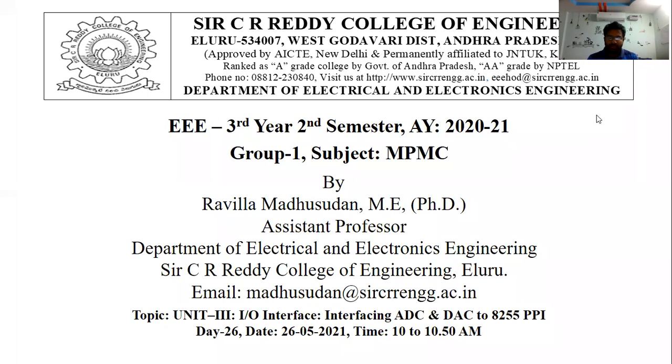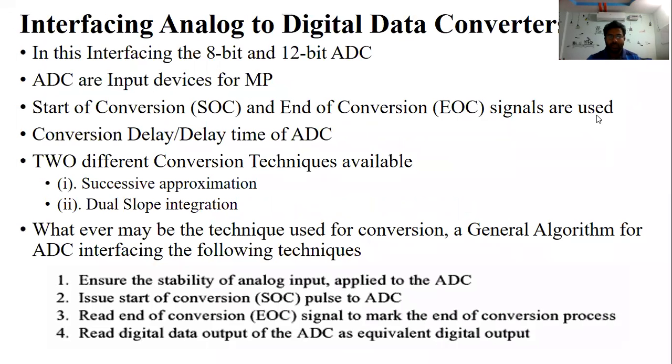Now today we are going to discuss digital to analog converters, and how these converters interface the 8255 PPI to the 8086 microprocessor. Before going to that, let us see what we left over from the last class, and then we will move on to today's class.